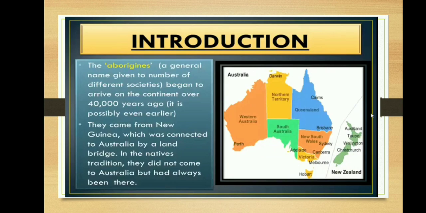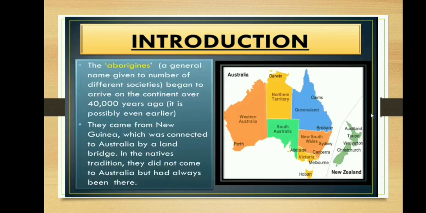There is a word written, Aborigines. Aborigines basically means a general name given to a number of different societies, those societies which belong to a particular area or a particular piece of land. If we talk about the native people or the aborigine people of Australia, they came to Australia about 40,000 years back. They came from New Guinea, which was connected to Australia by a land bridge. In the native tradition, they did not come to Australia but had always been there.